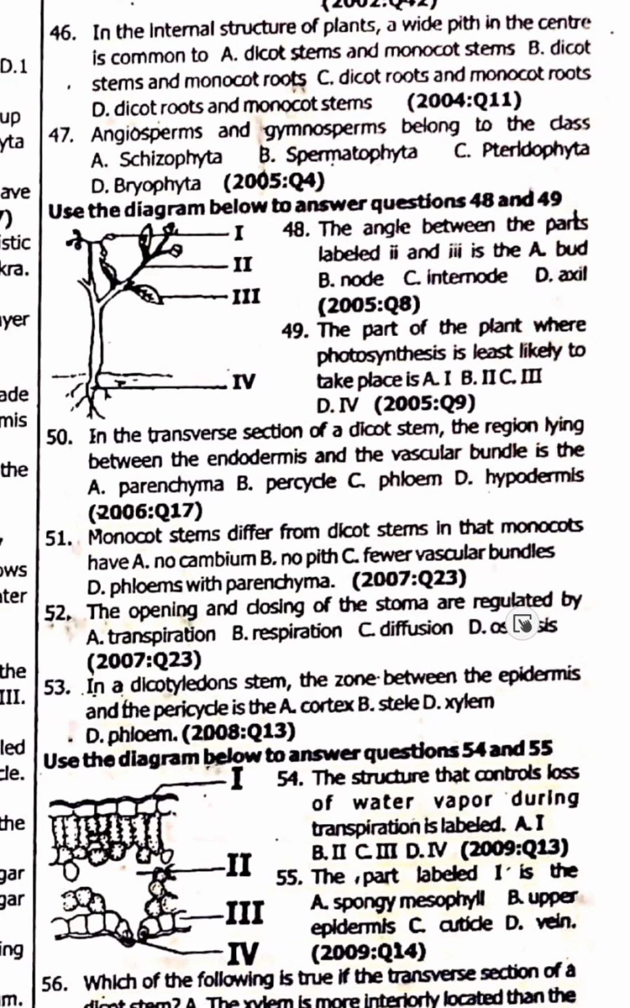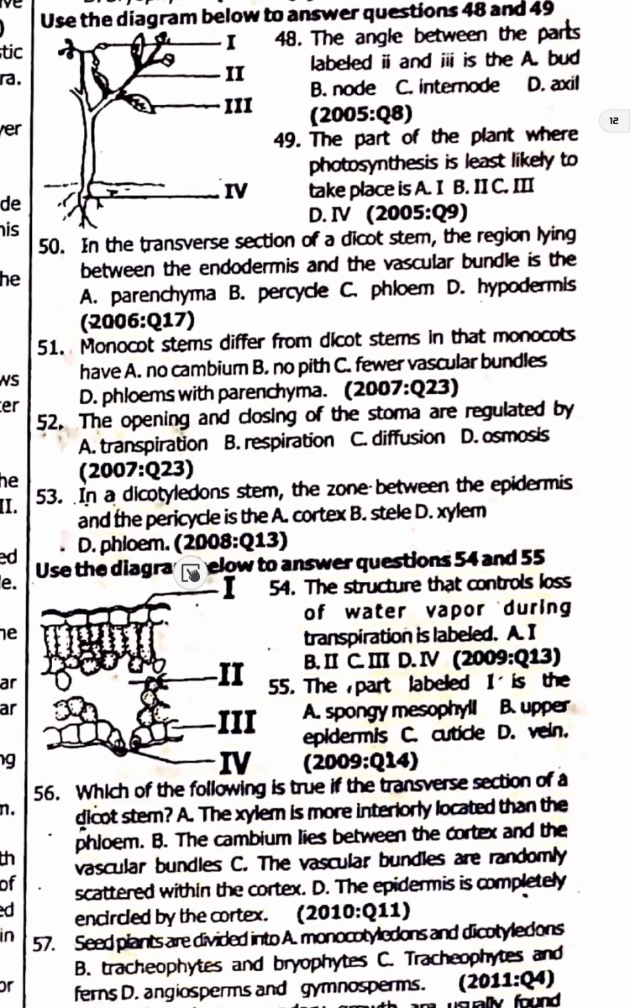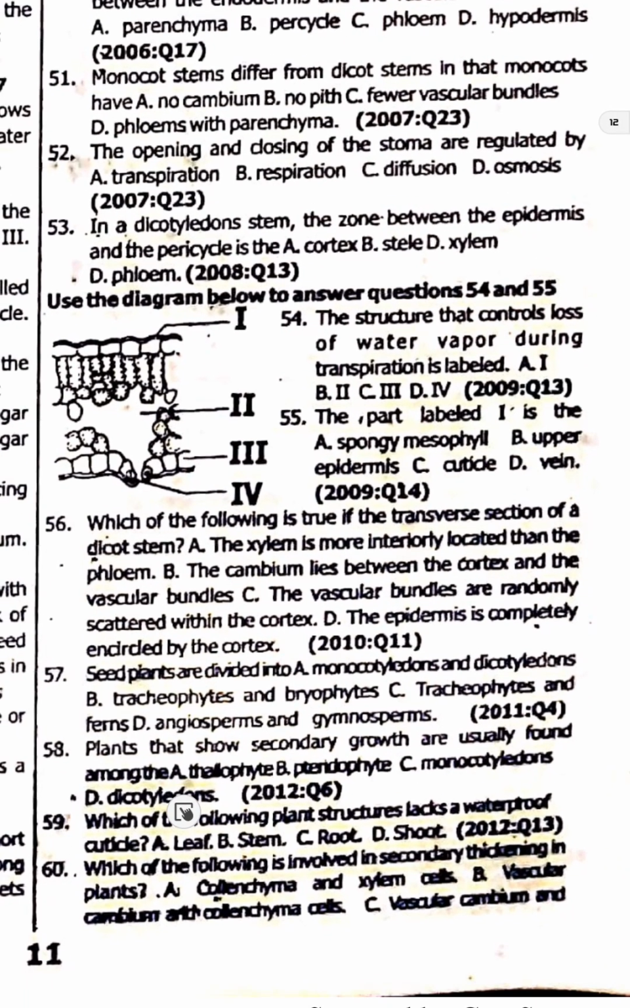The opening and the closing of the stomata are regulated by osmosis, option D. 53. In a dicotyledonous stem, the zone between the epidermis and the pericycle is the cortex, option A. They don't repeat similar things. The structure that controls loss of water vapor during transpiration is the part where they control them. 54 is option D, IV.